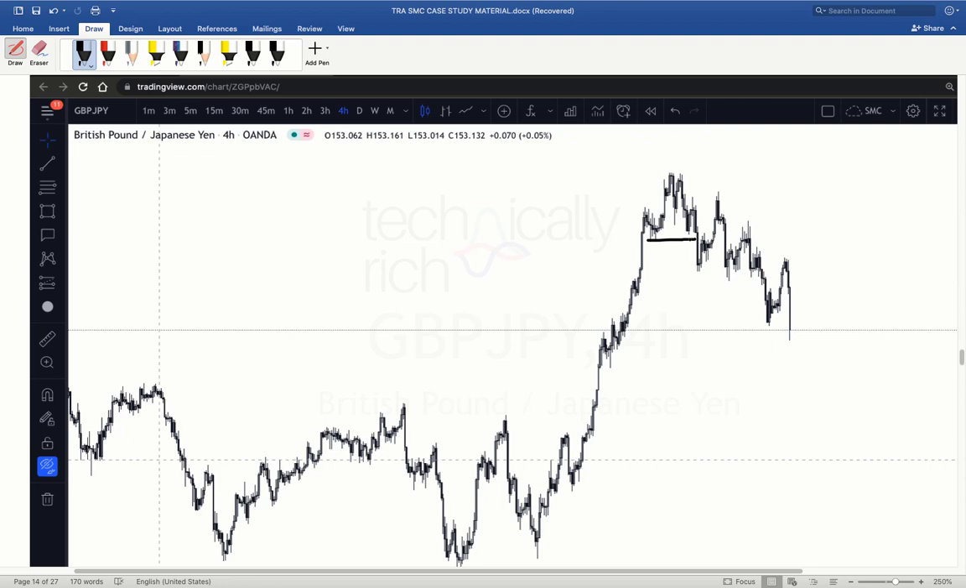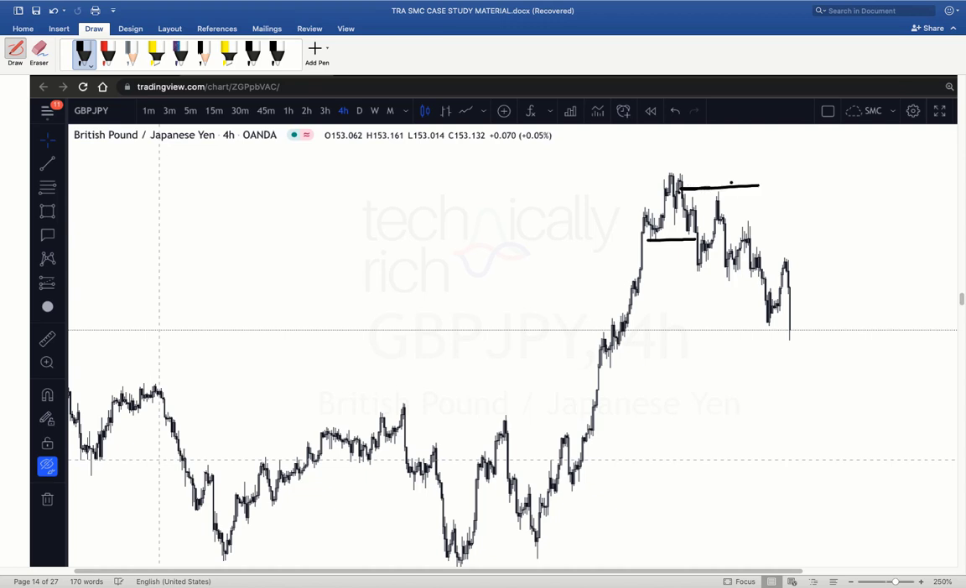We already have a break of structure here, okay, on the 4 hours time frame. So it would have been very easy. Would have caught this sell. I think would have caught this sell from here.